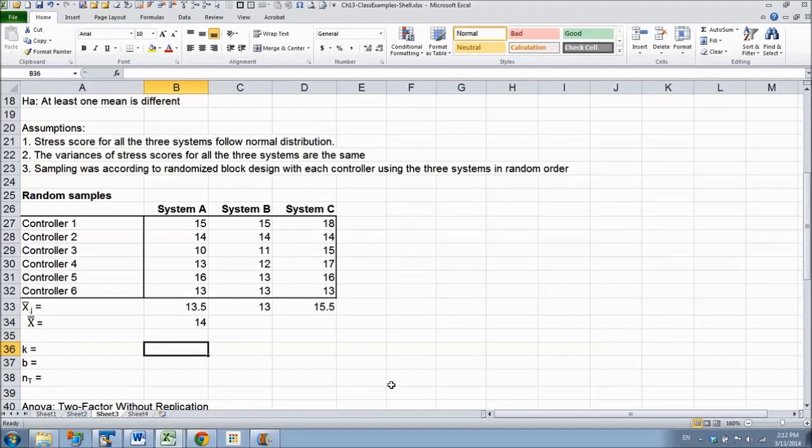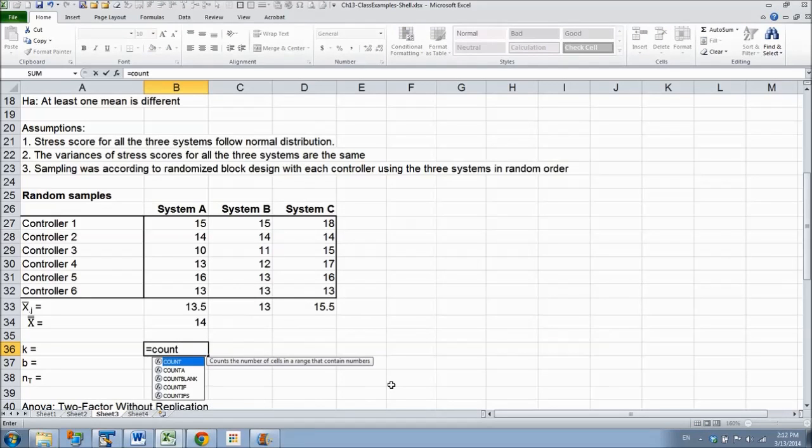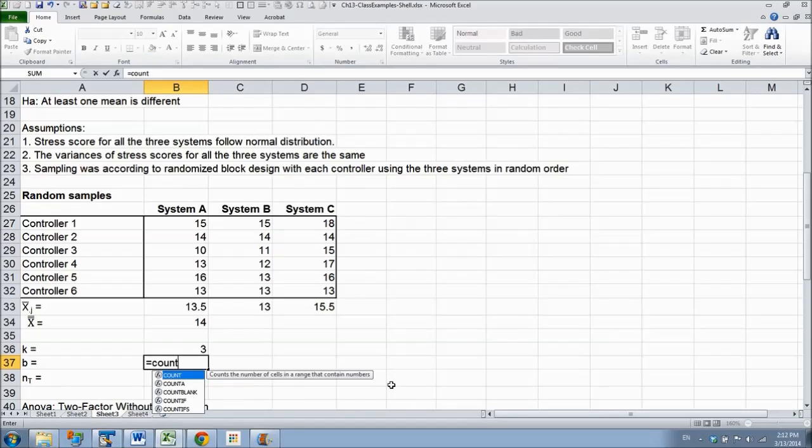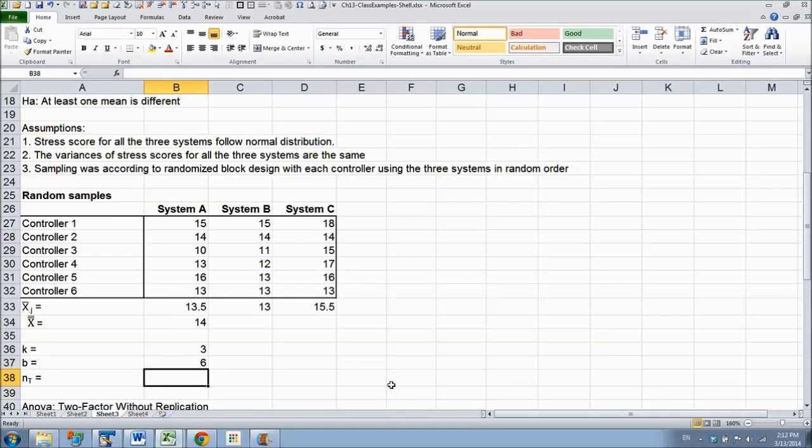K is the number of treatment levels, and that will be count A of the treatment levels. B is count A of the block levels. In this case, block is controllers. Now N sub T is K times B.